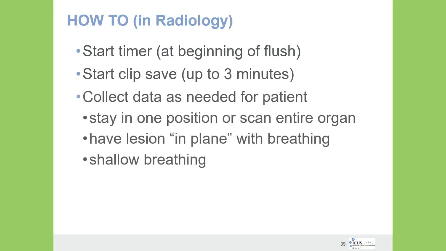And then we're going to collect our ultrasound images, and most often we keep that transducer in the same place to characterize the lesion, but we may want to sweep the liver if we're looking for additional metastases, or we may want to sweep through a complex renal cyst to look for flow and septations. We want that lesion in plane as we're scanning, and we want the patient to practice shallow breathing.